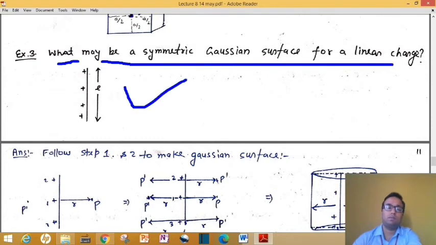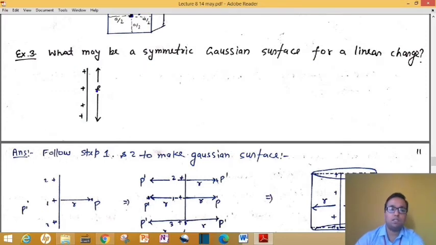Remember, in example 3 we ask what may be a symmetric Gaussian surface for a linear charge. Here we have our linear charge, with linear charge density you can assume lambda coulomb per meter. You have to plot a Gaussian surface for this. Now think.